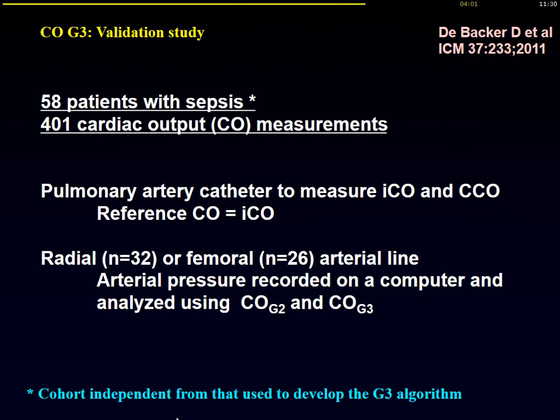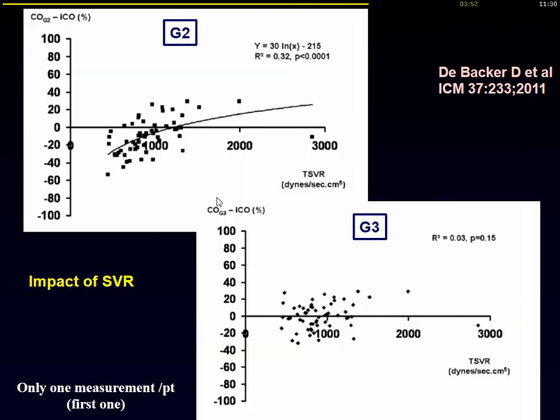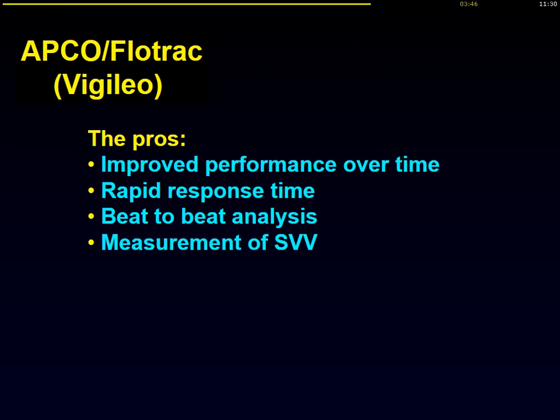So there was a new version implemented that we had a chance to evaluate. And when we evaluated this new version, you can see that indeed in this condition, it was much better. And the impact in this new version of the vascular resistance was really minor in these conditions. So the advantage is really that it improves over time. It's relatively easy to use, and it's beat-to-beat analysis.